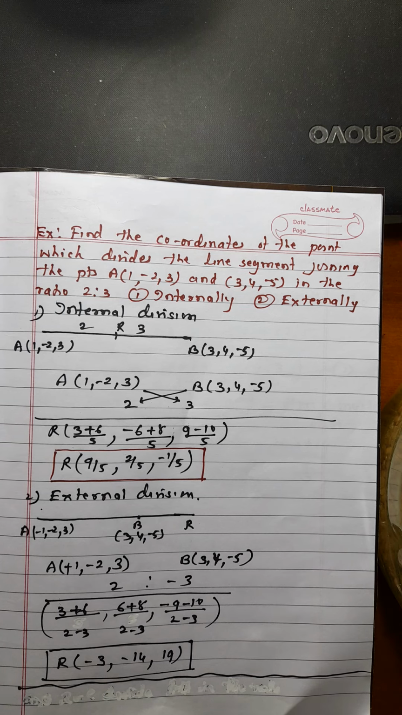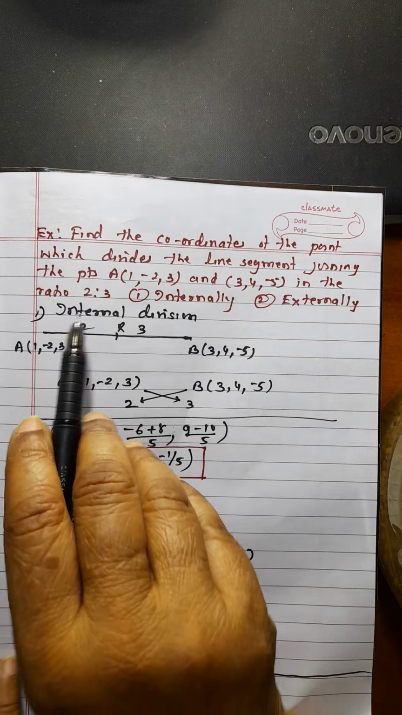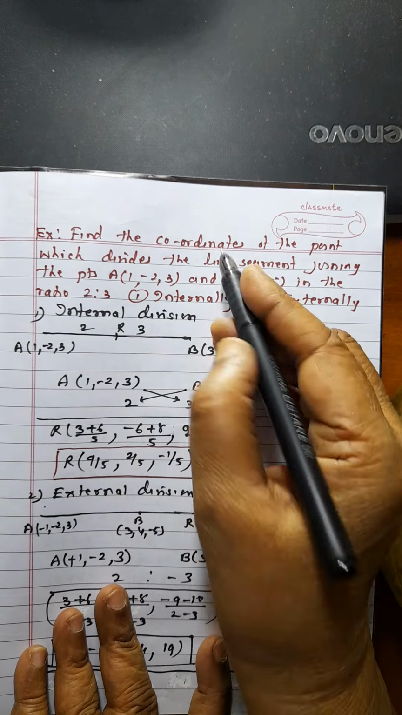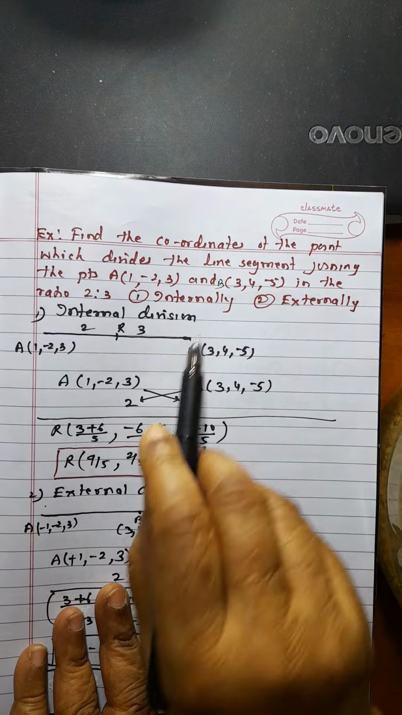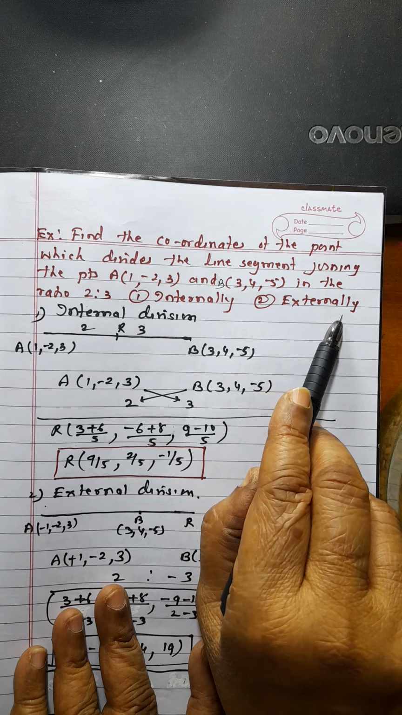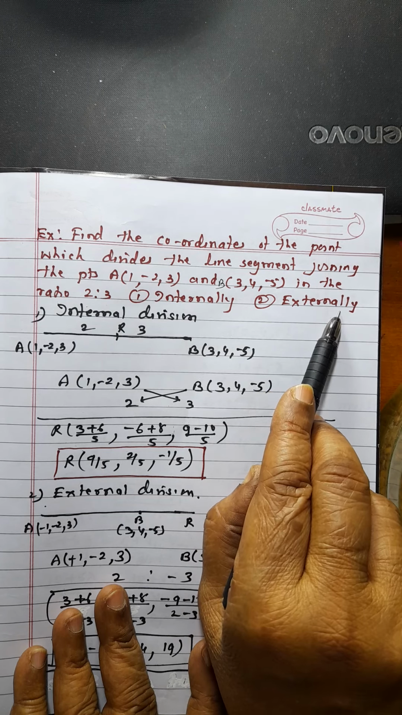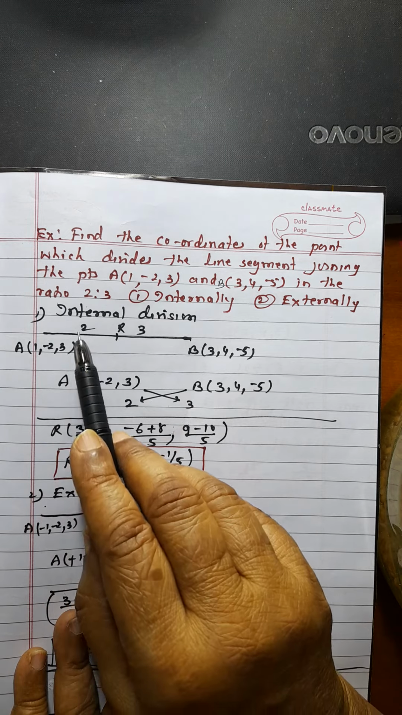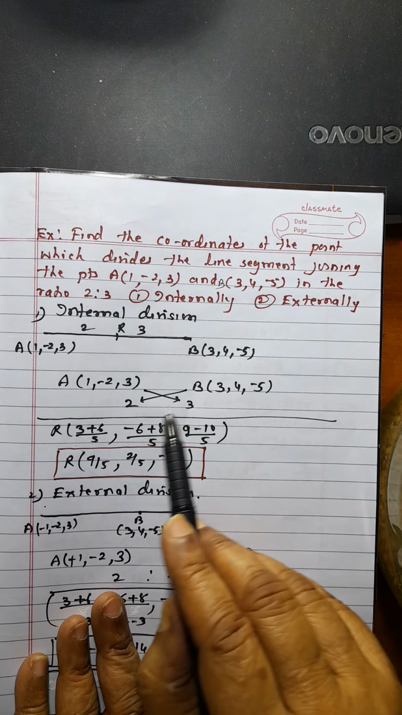Next problem is: find the coordinates of the point which divides the line segment joining point A (1, minus 2, 3) and B (3, 4, minus 5) in the ratio 2 is to 3 internally and externally. When the word externally is written, it means one is negative. Internal division 2 is to 3. So you write points, 2 and 3 you write.